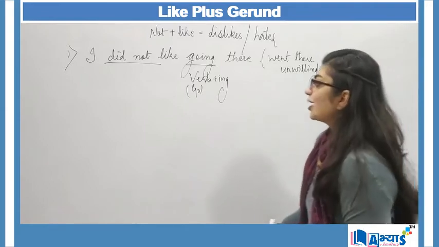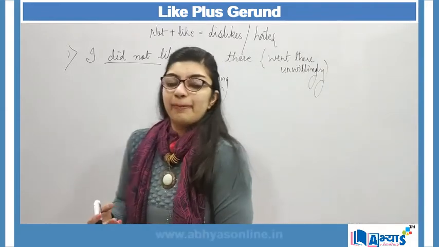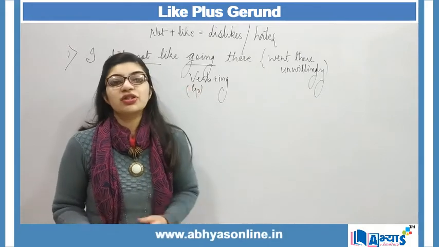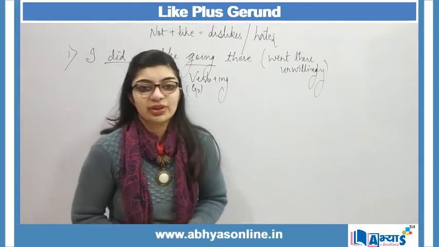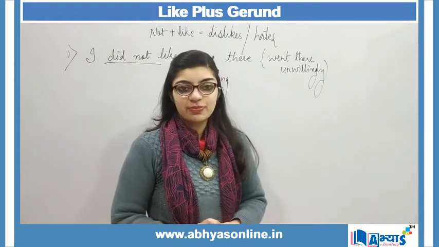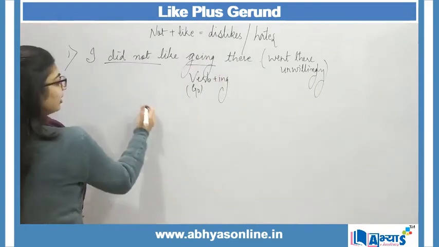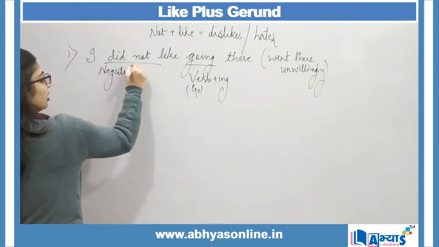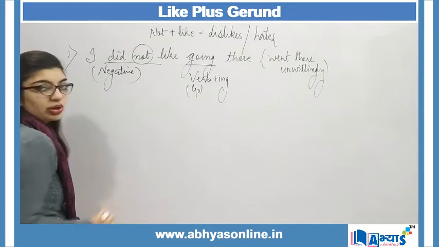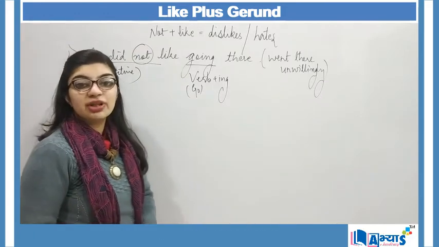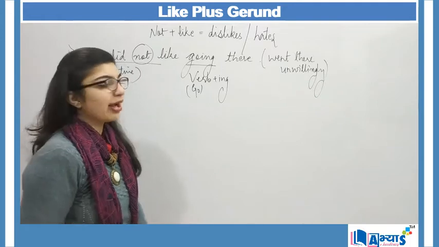Unwillingly means without my interest. So somebody took me, or just for the sake of someone I went over there, but I was not at all interested in going to that place. So again, this is my negative sentence. Why is this my negative sentence? Because I have made use of not in the sentence. Whenever not comes in a sentence, my sentence will definitely be negative.